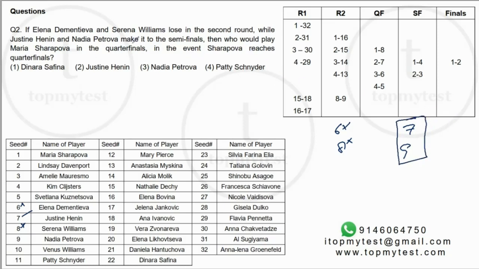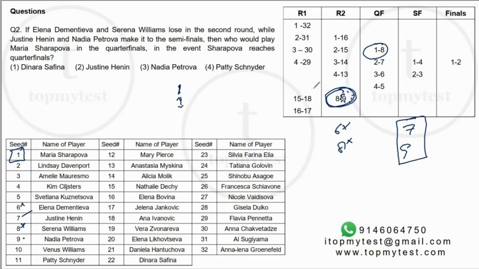Who would play Maria Sharapova in the quarterfinals? Maria Sharapova is rank 1. Right? 1 is supposed to play 8 in the quarterfinals. But we know 8 has lost already. Serena Williams has lost already. Where did she lose? She lost in the second round. Who did she play against? Either 9 or somebody who would have beaten 9 in the first round. If 9 did not make it to the second round, somebody could have beaten 9. But who is 9? 9 is actually Nadia Petrova.